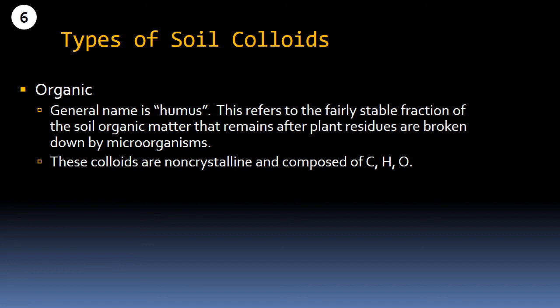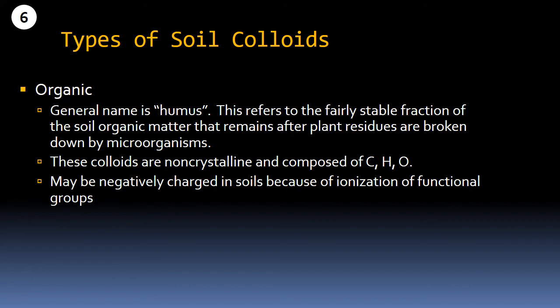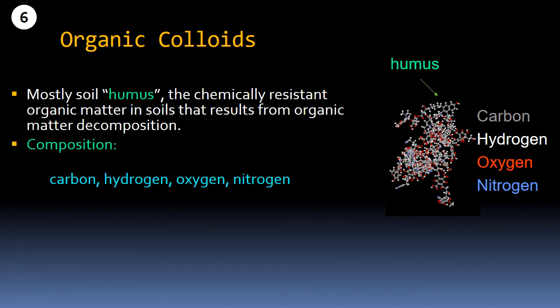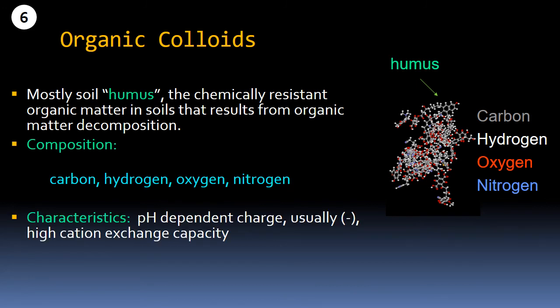All right, so this type of colloid is also non-crystalline. They are organic, and therefore you expect to have carbon, hydrogen, and oxygen in it. And if you look at the structure of the humus, it looks like the picture you see here. So the humus has carbon, hydrogen, and oxygen, and it also depends on the pH to generate its negative or positive charges.